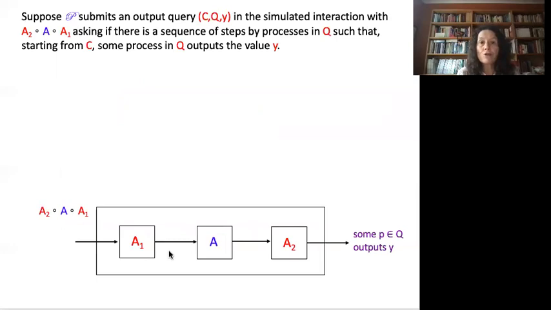Why doesn't this approach work for extension-based proofs? Recall that extension-based proofs have output queries instead of assignment queries. Suppose prover P submits an output query in the simulated interaction with the composed protocol, asking if there is a sequence of steps by processes in Q, such that starting from C, some process in Q outputs the value Y.